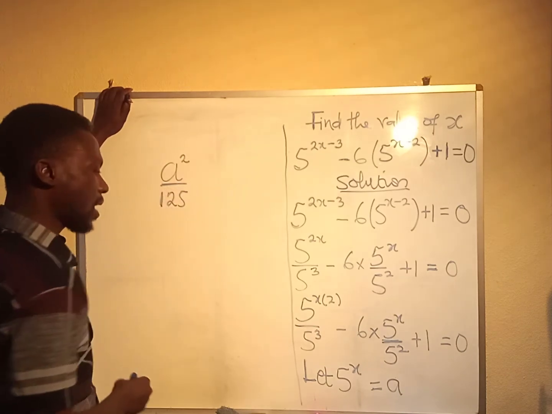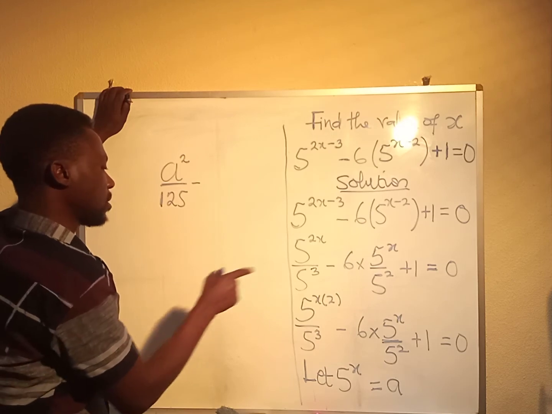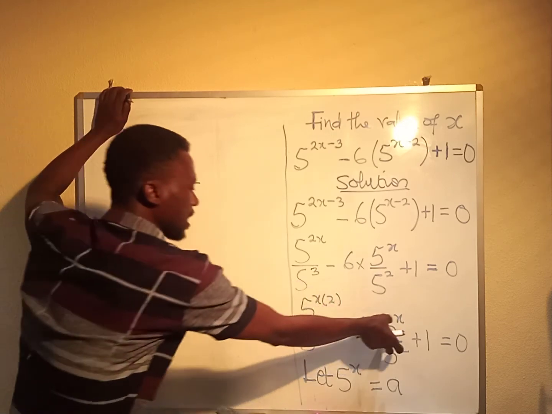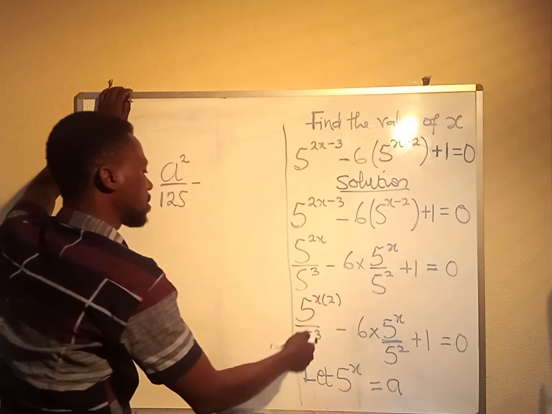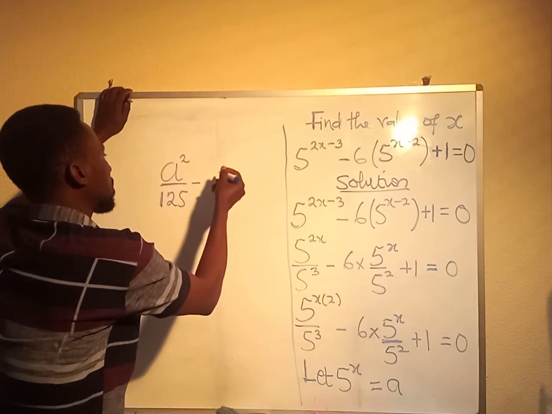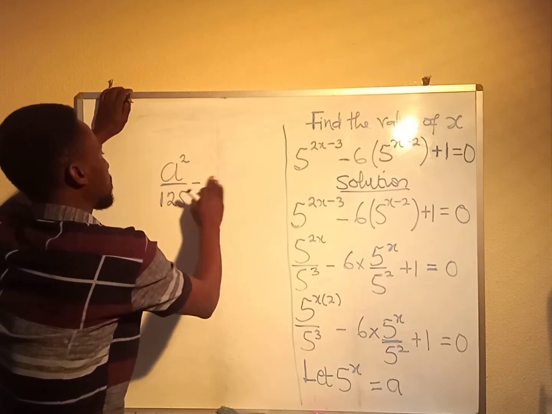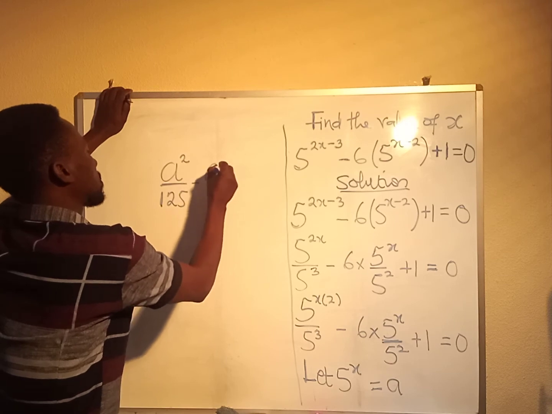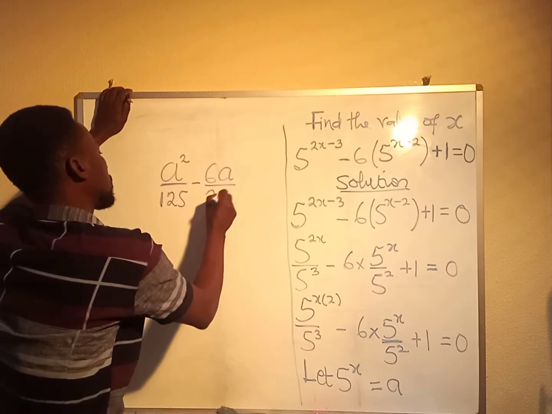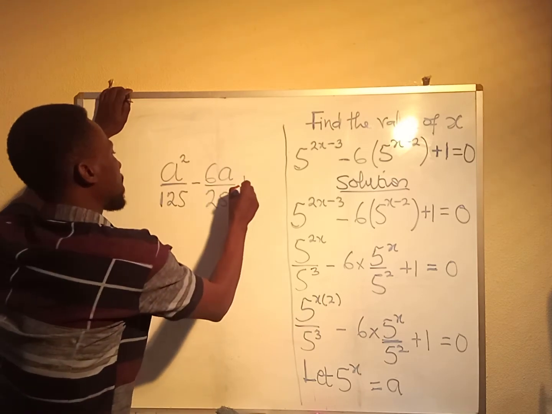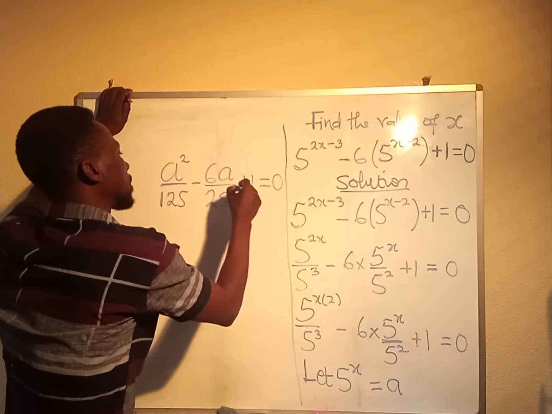So we have 125 minus 6 times a. 5 raised to the power x is a, so 6 multiplying a will be 6a. So we shall have 6a all over 5 squared, which is 25. Plus 1. This is equal to 0. So this is what we have.